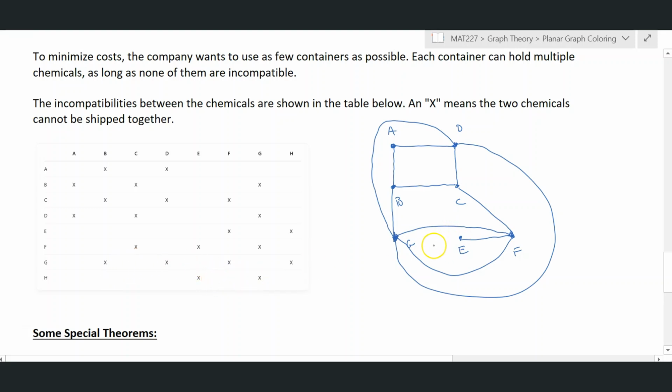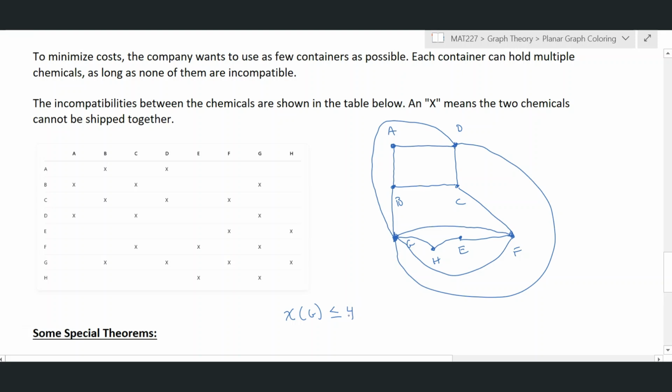So let me put H here strategically so that I can do something like this. All right, perfect. So notice this is a planar graph. This is its planar representation anyway, which means that the chromatic number for this graph is going to be, for certain, less than or equal to 4.